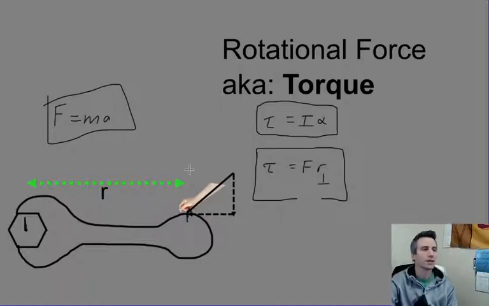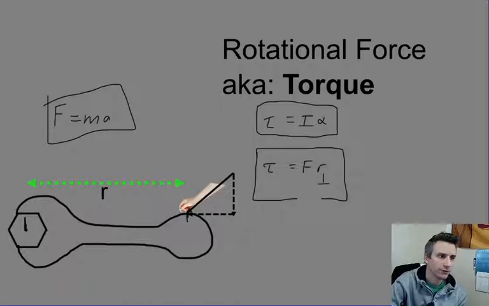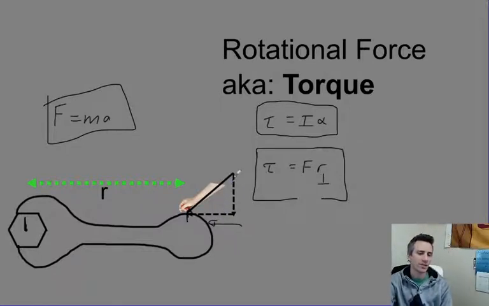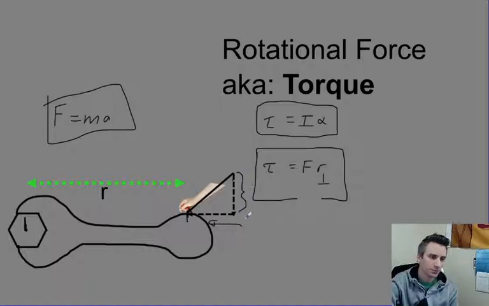Now I hope you recognize that the part of the force that goes towards the left, that goes that way, is not going to cause any rotation at all. The only part of your force that's actually going to go towards any rotation is this part here. So you'd have to break down the force, figure out what is the force that is perpendicular to the lever arm, and then multiply that together to get the torque.